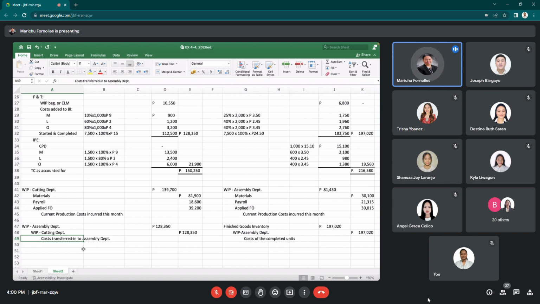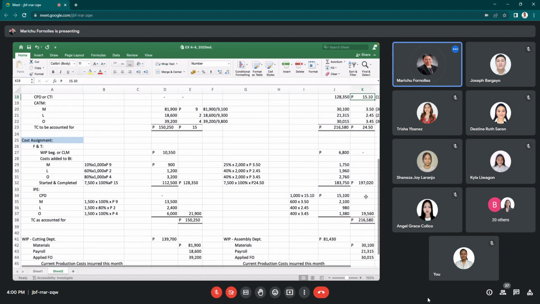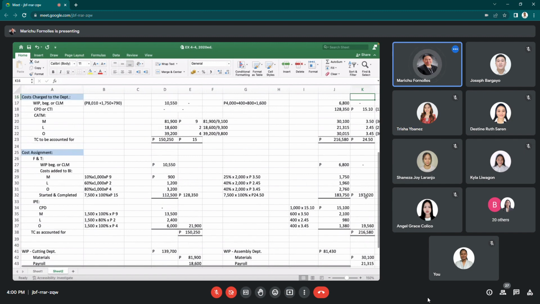So in the assembly department, to record its production cost in October, okay, you have credit materials 3,100. It comes from above, that cost charged to the department. So this is the material cost added this month.